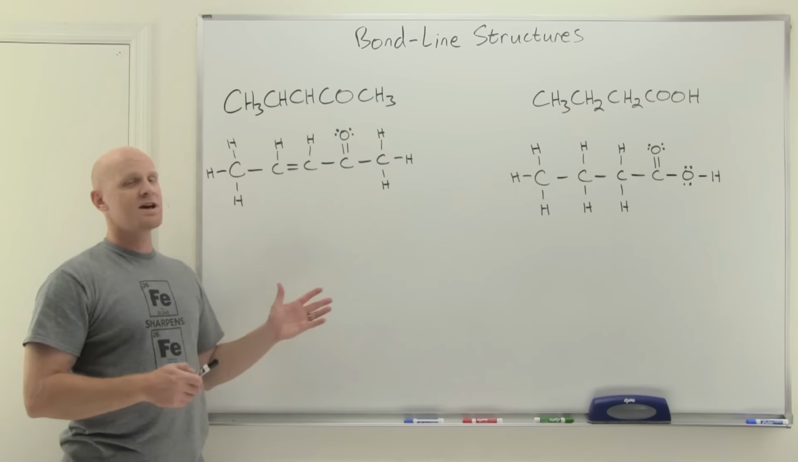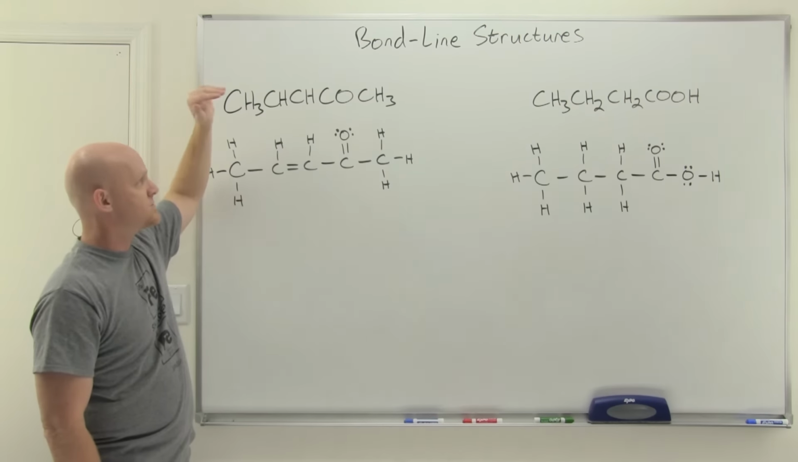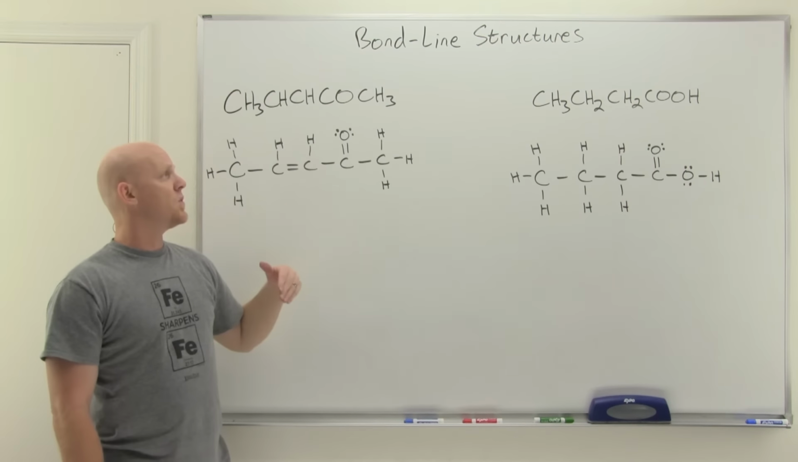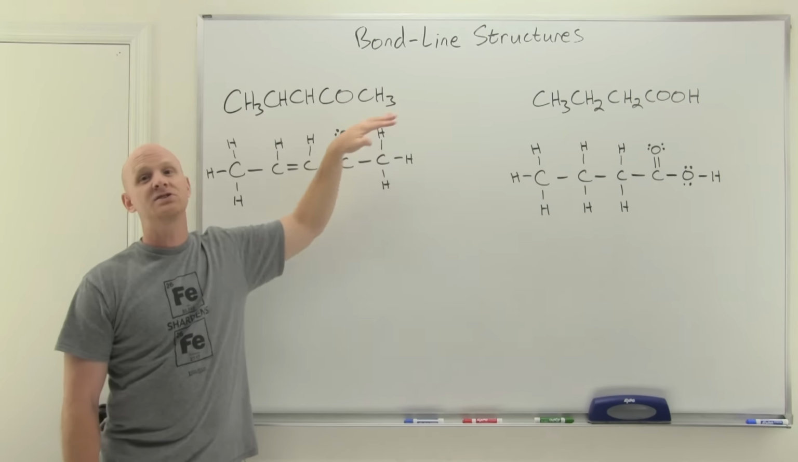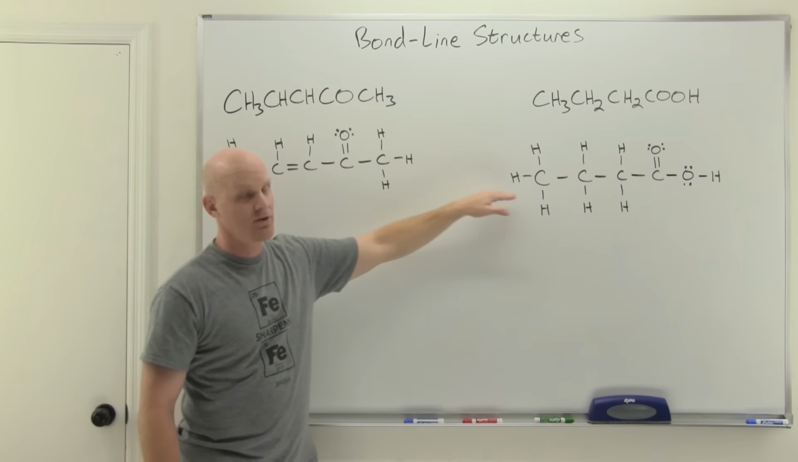All right, these last 2 examples, once again, are also from the last lesson on condensed formulas. In the last lesson, we turned each of these condensed formulas into these 2 Lewis structures. Again, the goal here is to turn these 2 condensed formulas into the corresponding bond line structures, which again, I highly recommend you do by drawing the Lewis structures first.